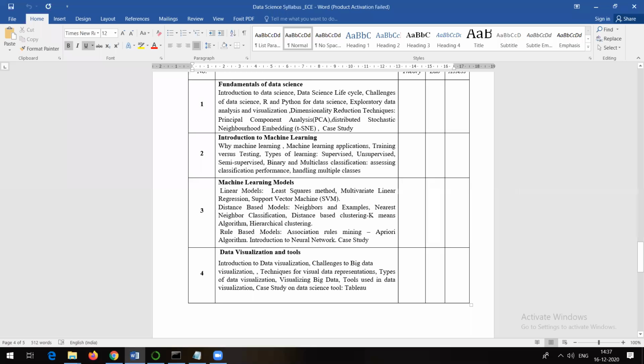So in the last session, we were talking about this unit, introduction to machine learning, right? We have seen some applications of machine learning, and we also talked about training versus testing. And we talked about types of machine learning, that is supervised, unsupervised, semi-supervised, and reinforcement learning. This is what we have seen till now.